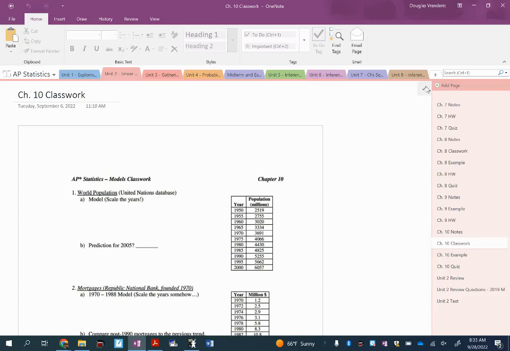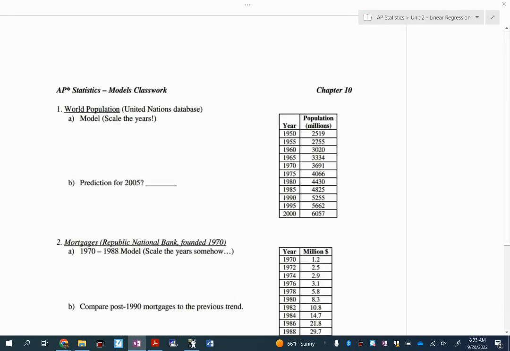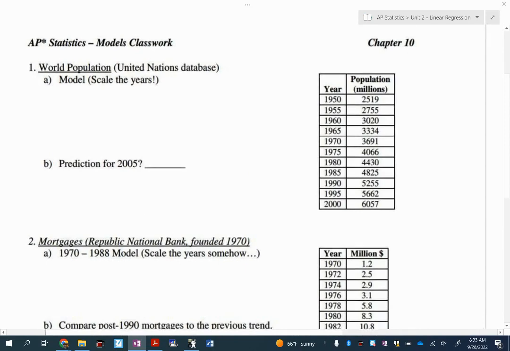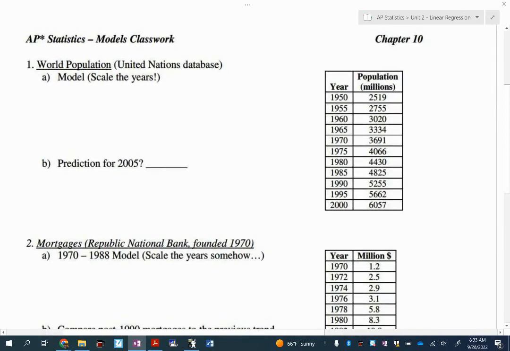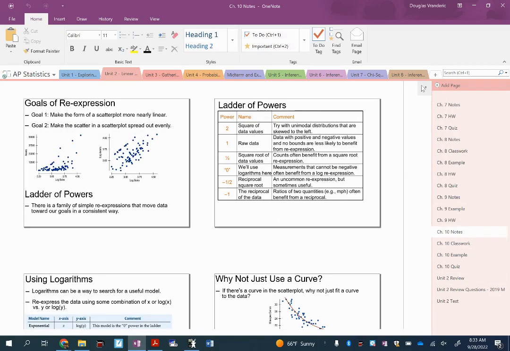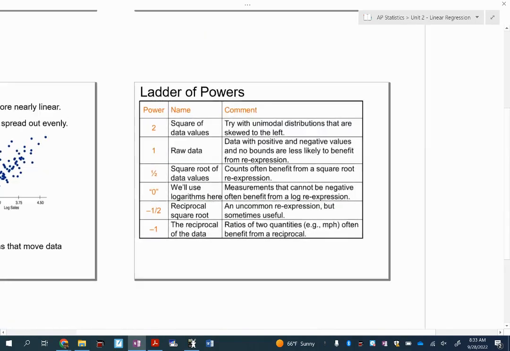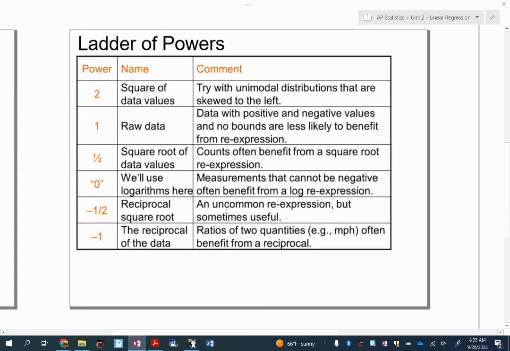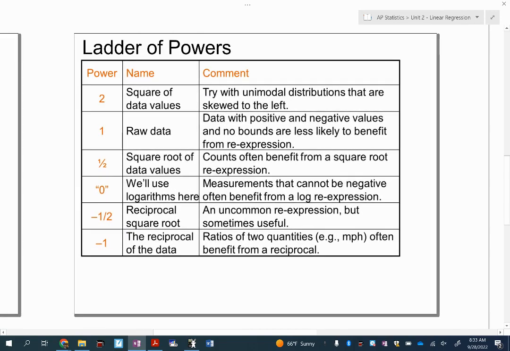I'm going to go over one of the questions from our classwork from chapter 10. Essentially, I'm going to show you the step-by-step process where I re-express the data. If you want to have your notes out with you, I'll be referring to the lecture notes, what we call the ladder of powers, to help me figure out what's going to be my best re-expression.